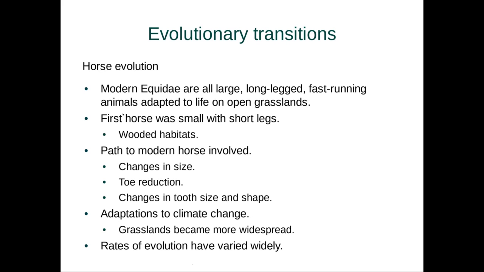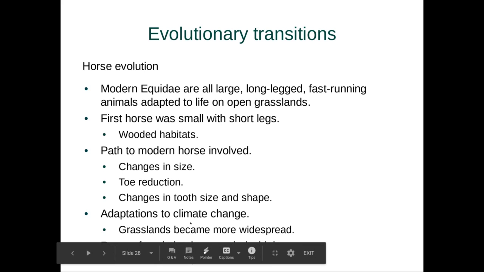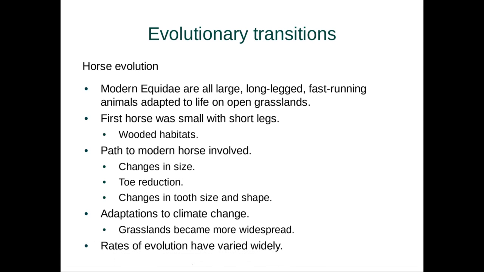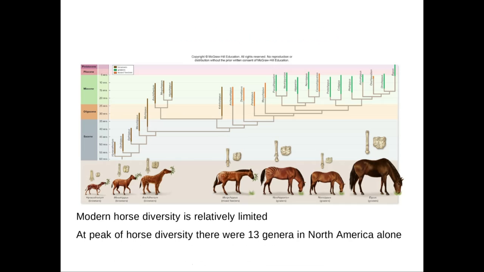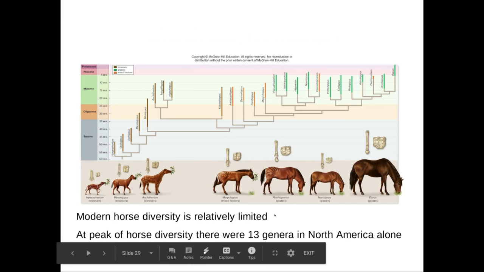Now, the path from this little tiny horse that likes to live in the forest to the modern, potentially monstrous horses that we see needed a couple things. We need changes in size, the reduction of toes, as you'll see in a second, as well as changes in tooth size and shape, and adaptations to the changes in the climate. And I don't mean this as climate change as in modern climate change. I just mean that there are climate changes, and you have to adapt to the changing climate. So let's look at what this looks like. And again, a really fantastically preserved evolutionary set of transitions. And you can see the ancestor here and the modern version of the horse here.